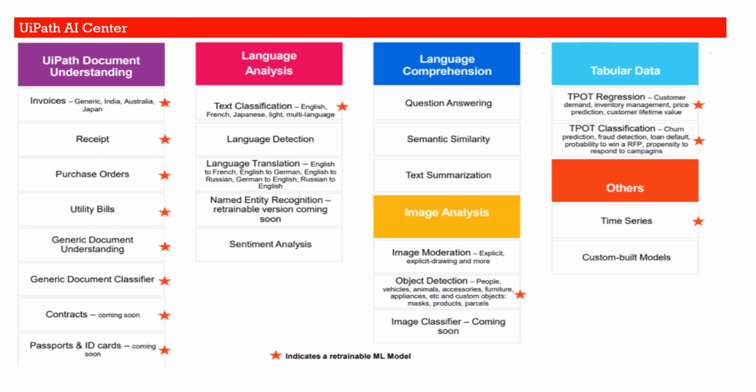So in the first category, you see UiPath Document Understanding. Document Understanding is one component which is a part of AI Center. That means we should be able to use Document Understanding with the machine learning models given by AI Center. So when we use the ML extractor in Document Understanding, we should be able to use all of these machine learning models like invoices, receipts, purchase orders, utility bills, generic document understanding, generic document classifier, contracts, passport and ID.